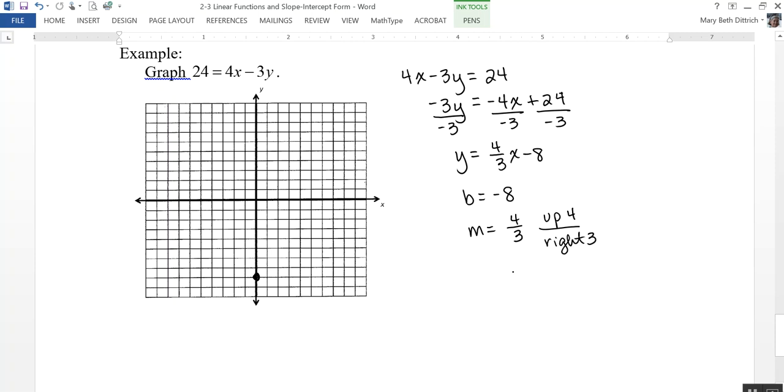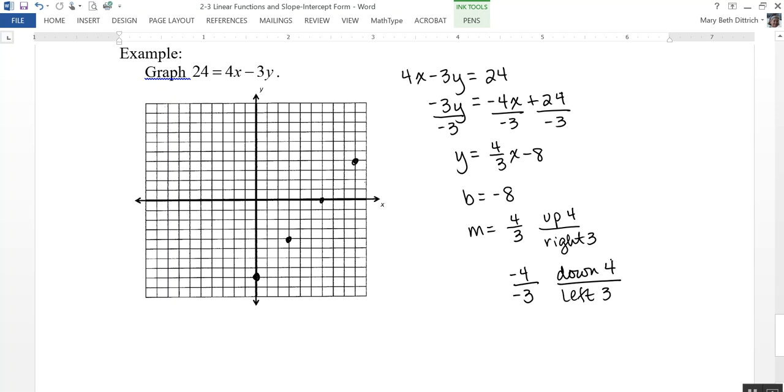Now, I could also write this as -4 over -3, because a negative divided by a negative is a positive, and a -4 on top means down 4, and a -3 on the bottom means left 3. I don't know that I have room on this graph, but I'll show you what that looks like. So from my beginning point, my y-intercept, I'm going to go up 4, and I'm going to go right 3 and put a dot. And I can keep doing that. Up 4 and right 3, up 4 and right 3.